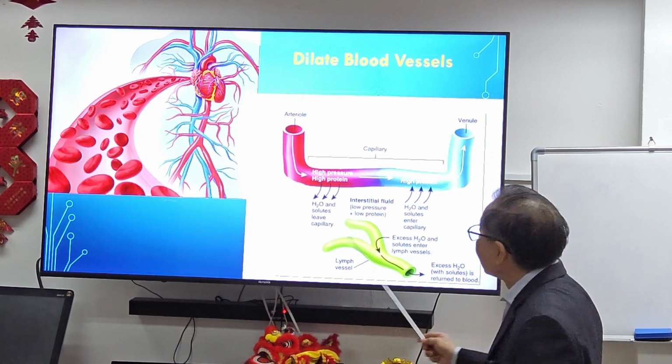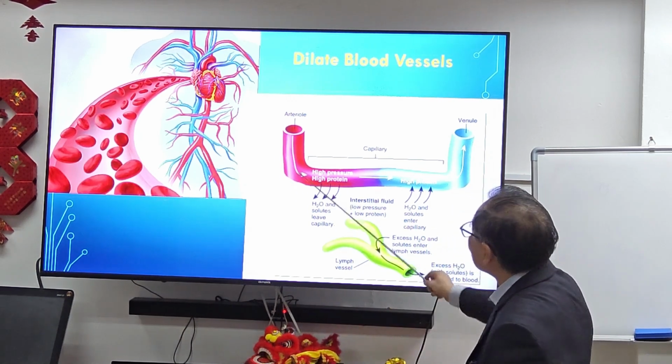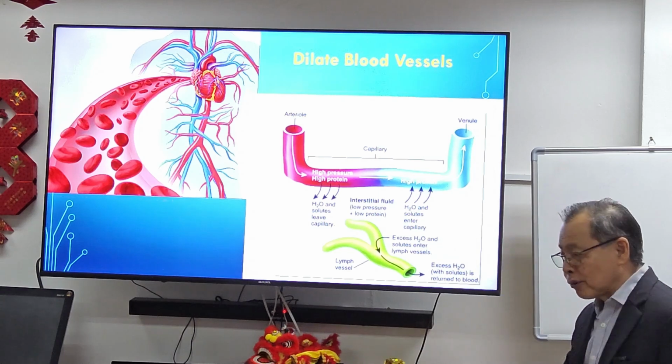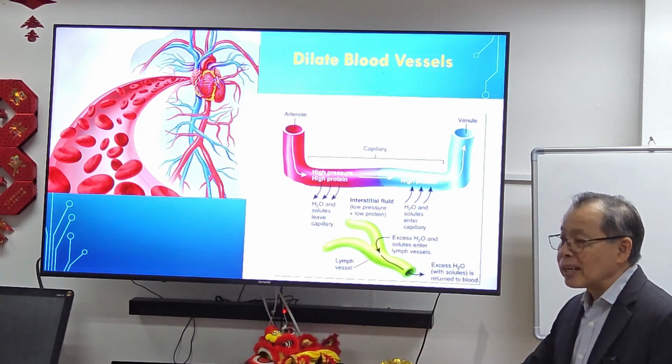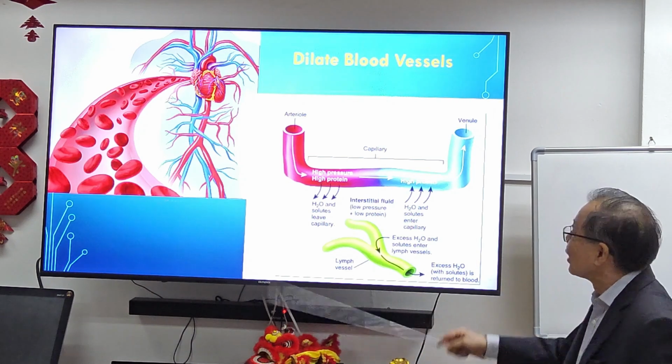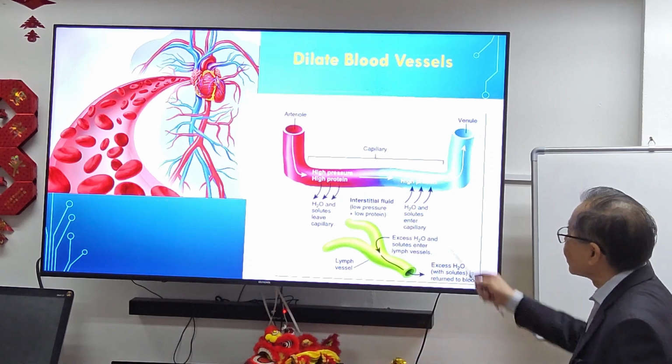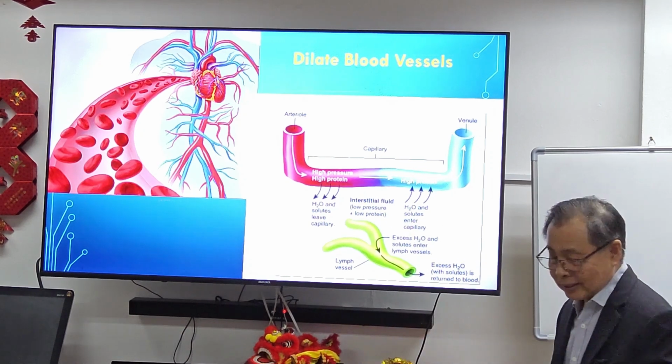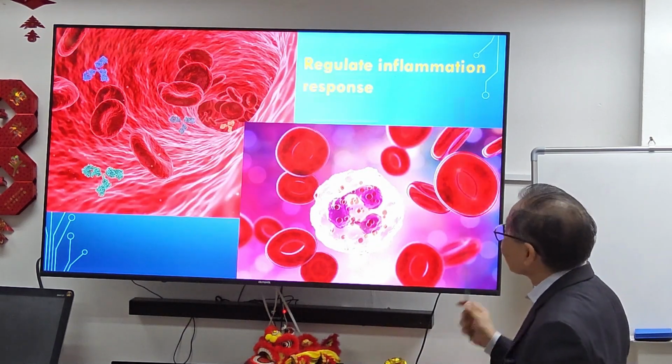Okay? So basically what TeraHertz does is open up all these vessels. And so therefore when it opens up, any swelling will go down, because that's what happens when you open up all the channels. Then it regulates the inflammation response.